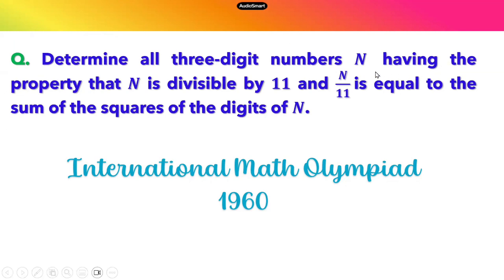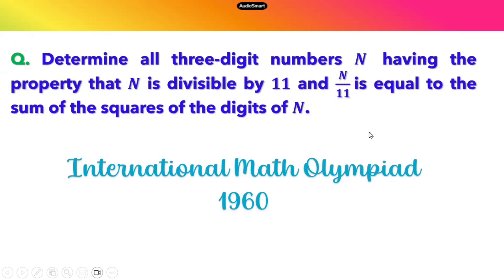So if n has three digits, let's say A, B, C, where the hundreds position is A, the tens position is B, and the unit position is C, then A squared plus B squared plus C squared is equal to n over 11. And n is divisible by 11.